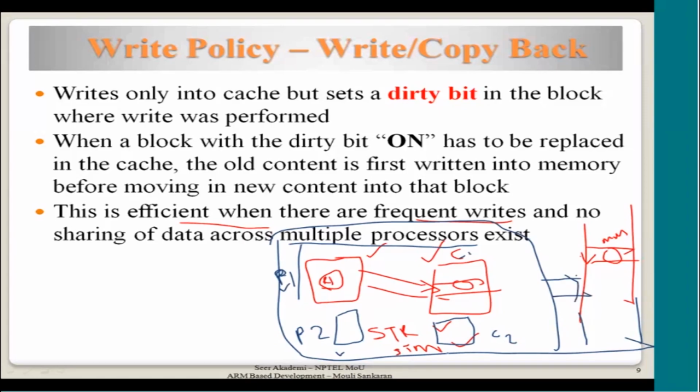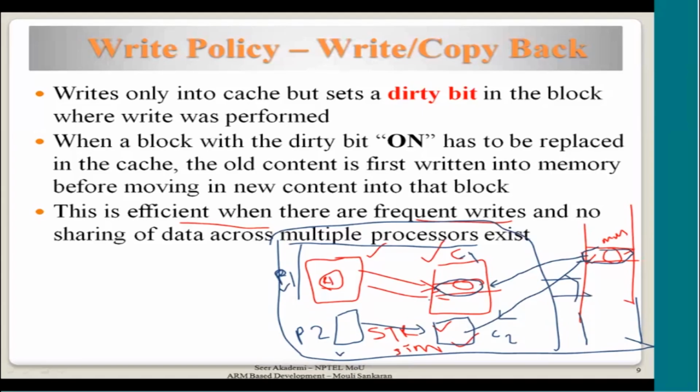So now what happens? There is a possibility that a data element accessed from this main memory is residing in cache 1, that means the cache belonging to processor P1, which has acquired it. P2 also wants the same location, the same memory content. It wants to read it. Now what happens?